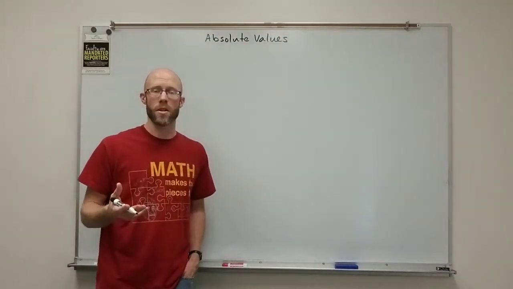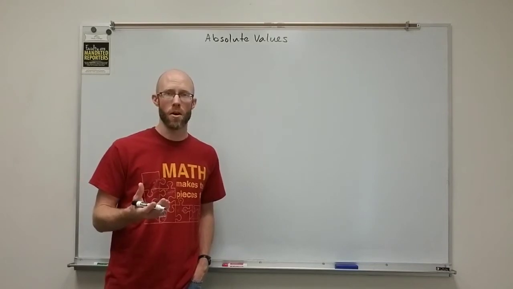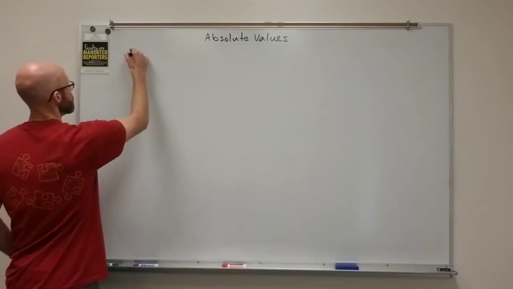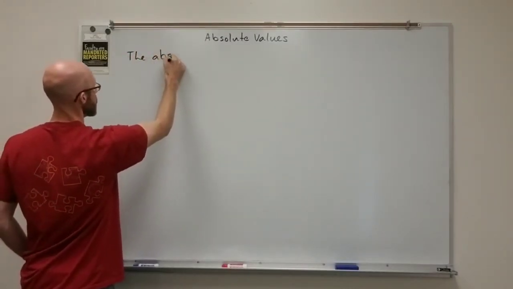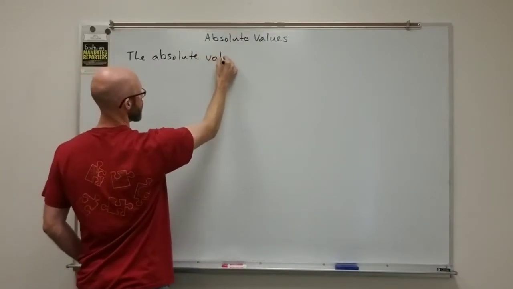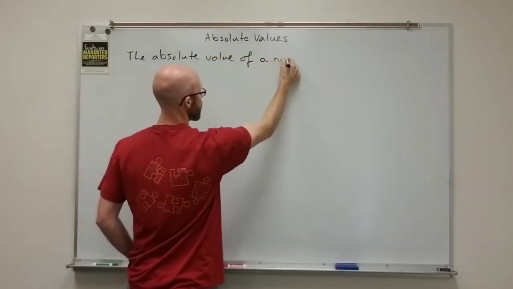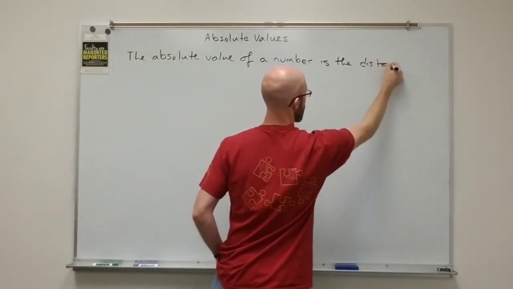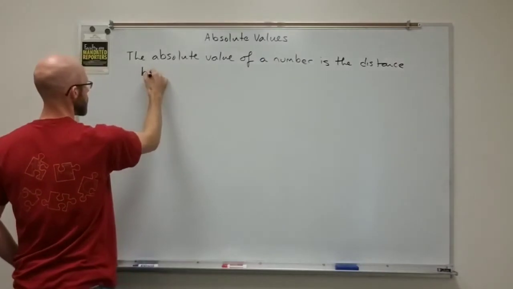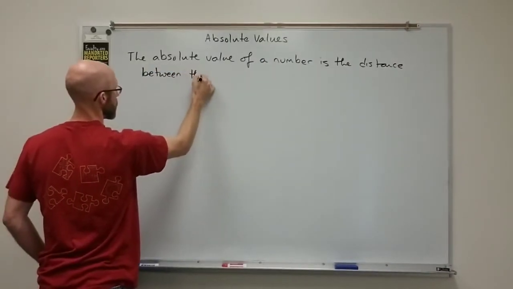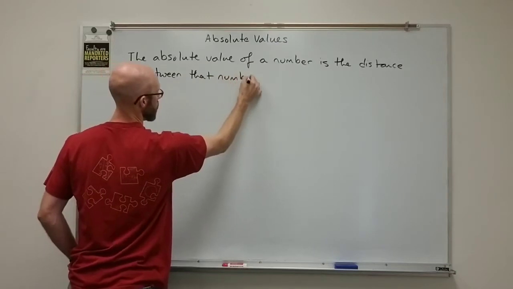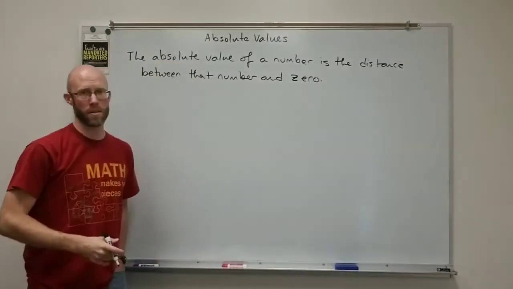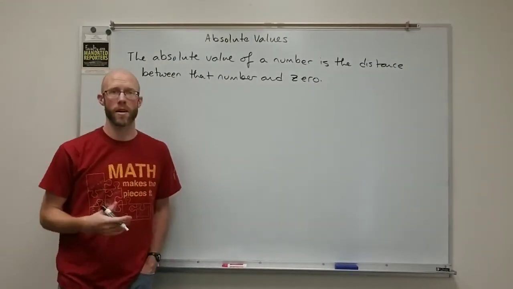The main thing to remember is that an absolute value is the distance between whatever's inside and zero. Okay, so the absolute value of a number is the distance between that number and zero.